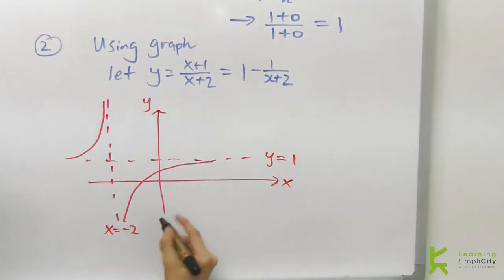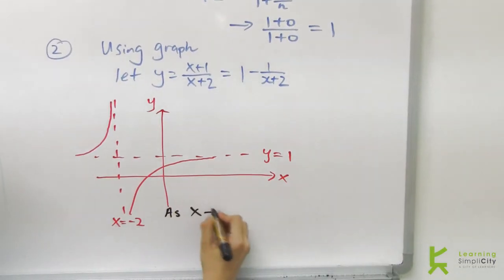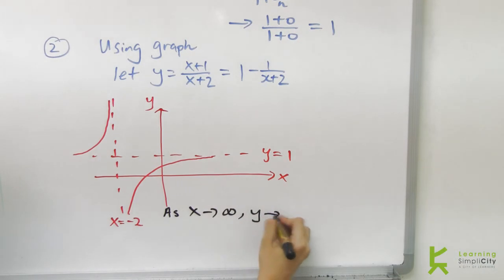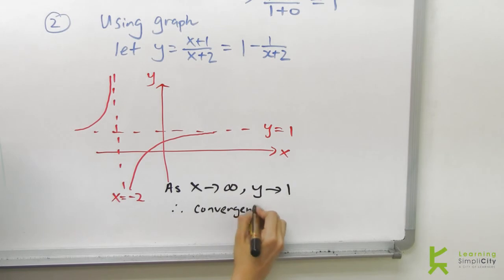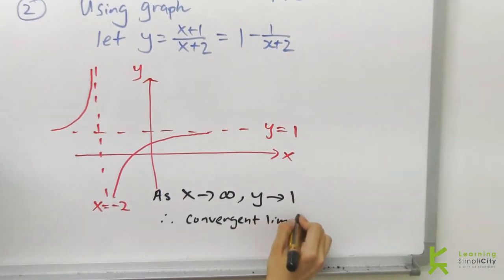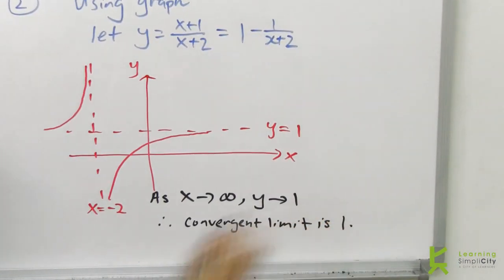Look at the value of y as x tends to infinity. We realize that as x tends to infinity, y will tend to 1. This also means that the convergent limit of this general formula is essentially equal to 1.